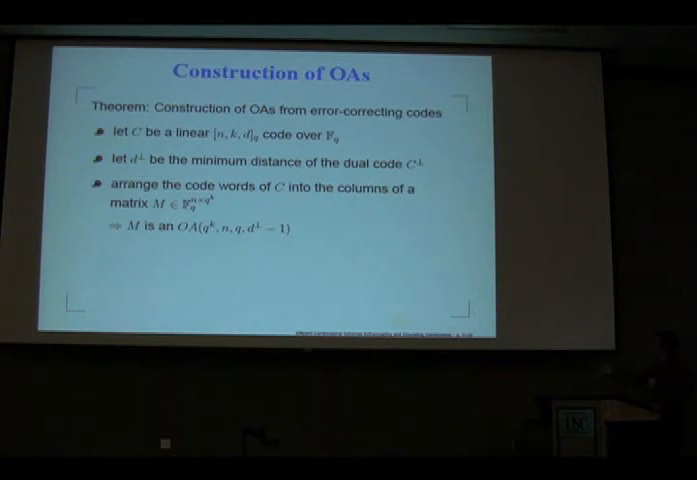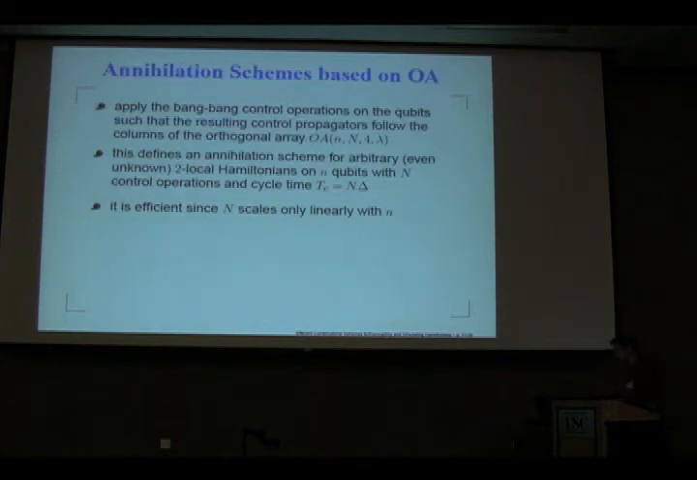Okay, and so how can we construct annihilation schemes based on orthogonal arrays? Basically the idea is to apply the bang-bang control operations on the qubits such that the resulting control propagators follow the columns of the orthogonal array. And it turns out that this defines an annihilation scheme for arbitrary, even unknown, two-local Hamiltonians on n qubits. It is much more efficient than the exponential scheme because there are efficient constructions of orthogonal arrays. So if we have n qubits, the number of these composite pulses scales only linearly with n.